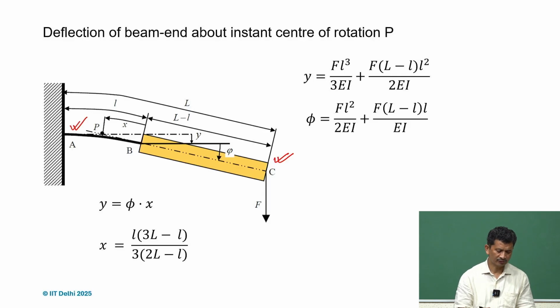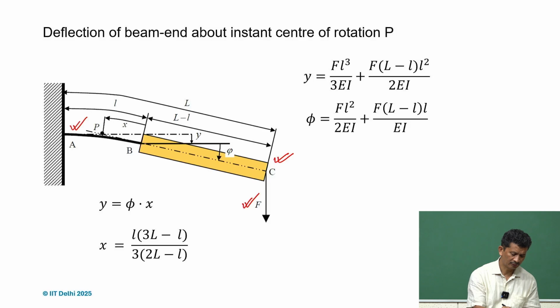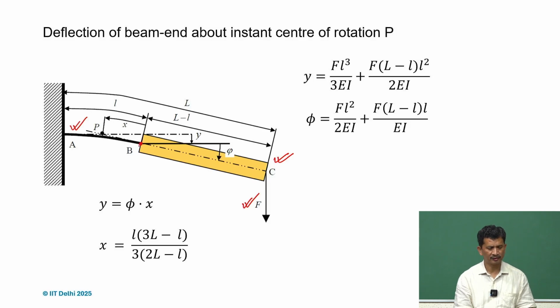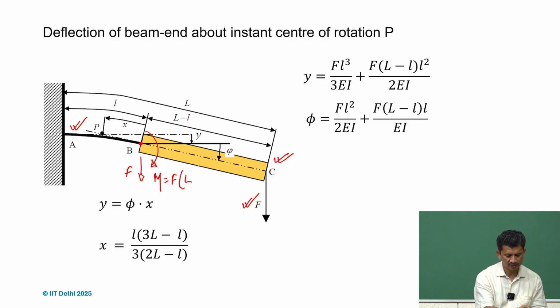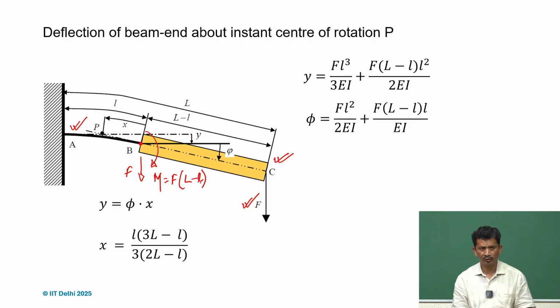What happens in this case when we apply force at the end at C? Because of the loading, if you check at point B, we'll have a force F acting at B, and there will be an equivalent moment M acting, which will be equal to F times, if the overall length is capital L and the length of the flexure is small l, this bending moment.